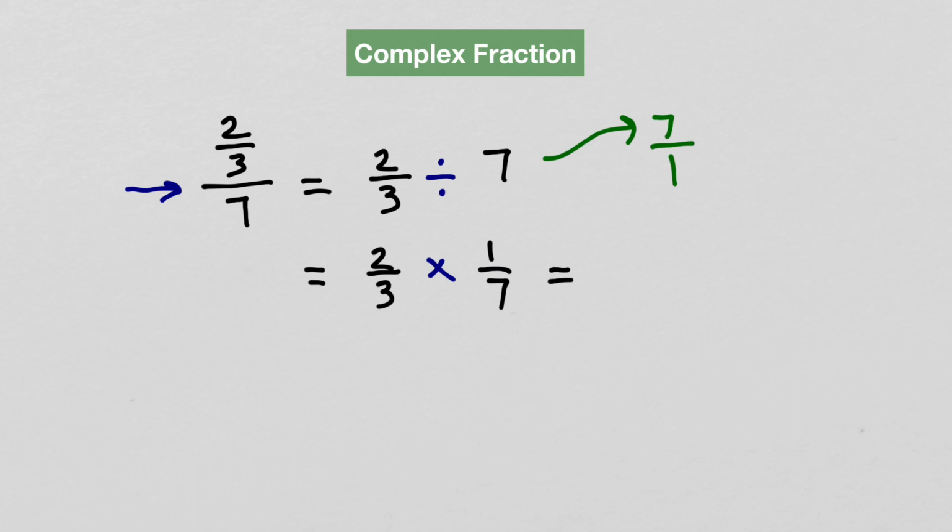Okay, and now we multiply across the top, the numerator, we get 2. 2 times 1 is 2, and then the denominator, 3 times 7 is 21. And that is your answer.